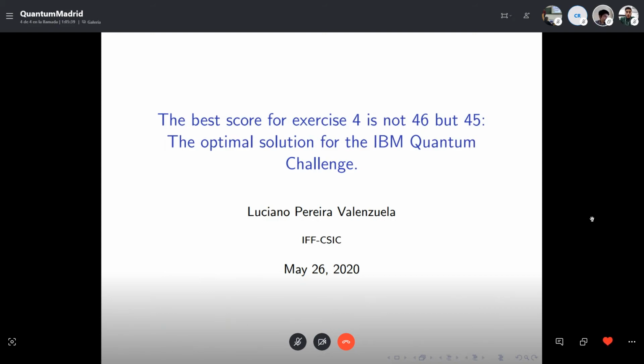First I want to start with the context. The IBM Quantum Challenge was a series of exercises proposed by IBM to celebrate the anniversary of the IBM Q platform, the platform to use the quantum computers developed by IBM. Today I will talk about the solution of one of these exercises. What is special is that this was the best solution for this exercise.